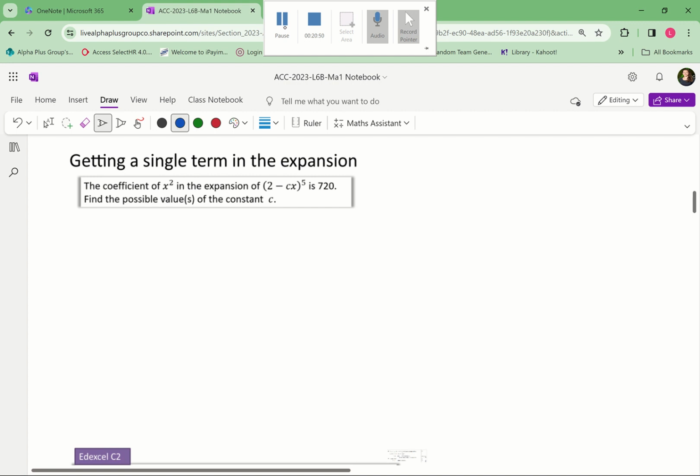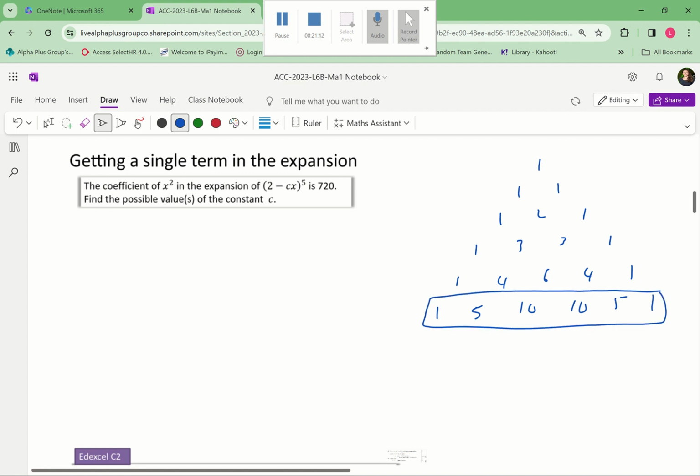So if I looked at that expansion, if I quickly draw out Pascal's triangle, I'm looking for the 6th row, or the row with 5 as the second number, because that's my power. 1, 4, 6, 4, 1, it's going to be this one, 5, 10, 10, 5, 1. So I'm looking at this row of Pascal's triangle, these are my coefficients.